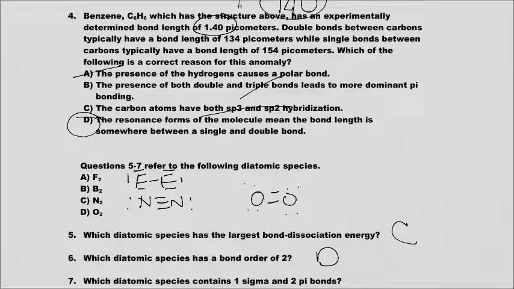And then 7, which diatomic species has 1 sigma and 2 pi bonds? Well, all single bonds are sigma bonds, but to have pi bonds, we need a double or triple bond. So if I look at oxygen, that can't be the answer, because this bond would be sigma and this bond would be pi. But if I look at nitrogen, it has the right characteristics, because a triple bond is a sigma and 2 pi. So that would be a sigma, and then the remaining 2 would be pi bonds. So we want to pick C again.